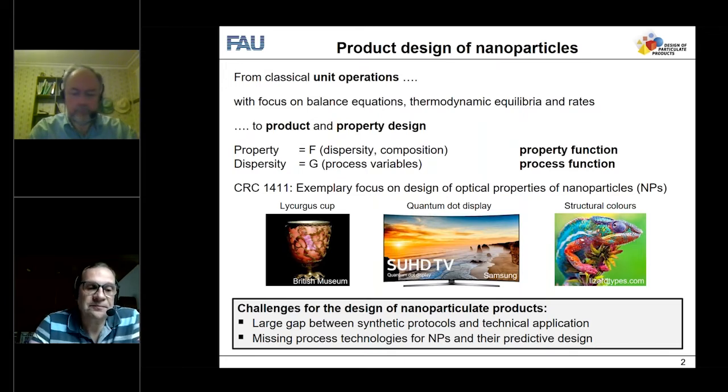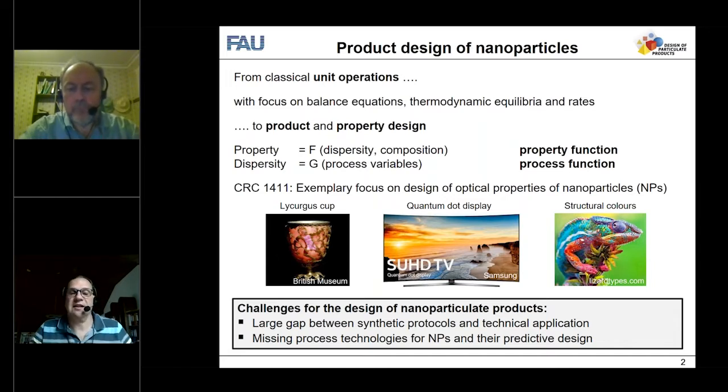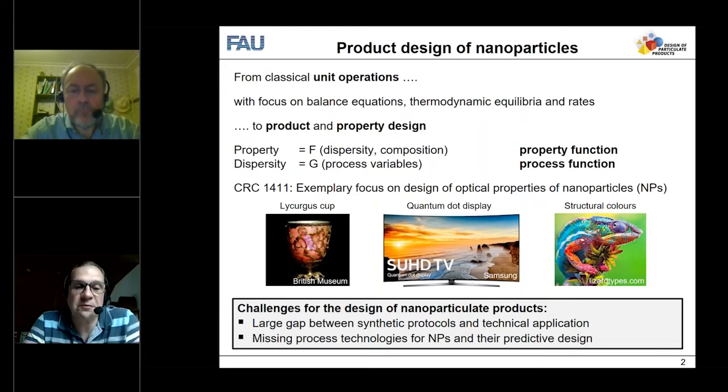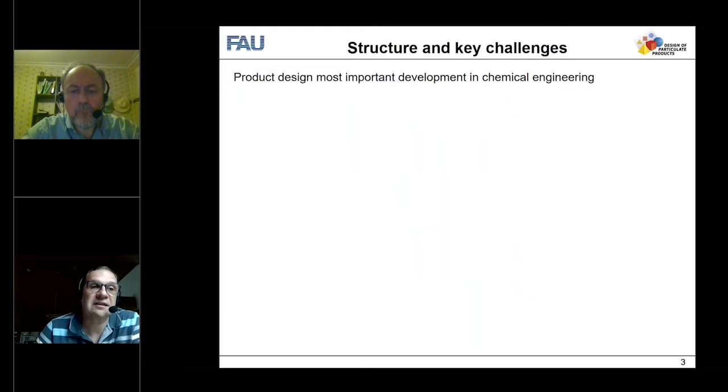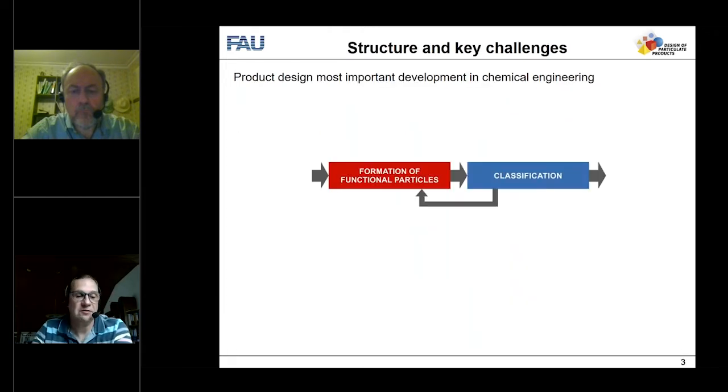And furthermore, we miss process technologies for the further processing of nanoparticles for, let's say, the size or shape separation. And also what is very important from our point of view, that we want to do a predictive design of nanoparticles. And this is actually what is at the heart of our CRC, to explain it in a nutshell.